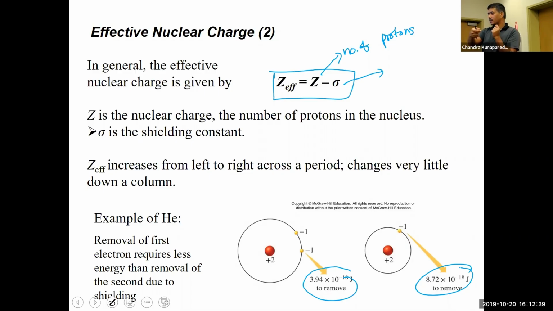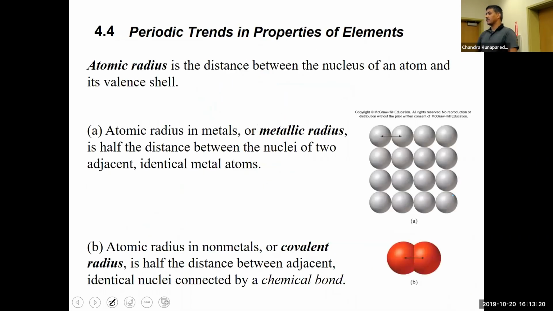However, in the second case, that first electron is already removed. So all the power of the nucleus is projected on the only remaining single electron. So it is much harder to remove because there is no shielding between the nucleus and that electron. There is no other electron to shield its Z effective charge. So the higher Z effective is harder to remove, the lower Z effective is easier to remove. Okay.